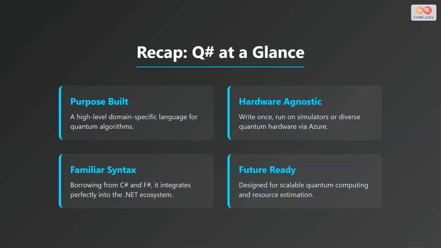To recap, Q# is a purpose-built language that brings quantum computing into the familiar .NET world. It is hardware agnostic, allowing you to write once and run anywhere, and it is designed to scale with the future of quantum hardware. It is the perfect starting point for your quantum journey.